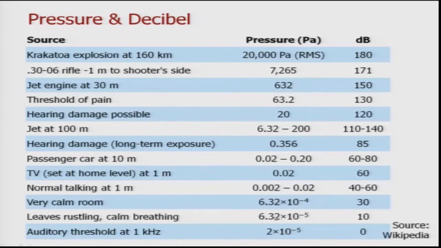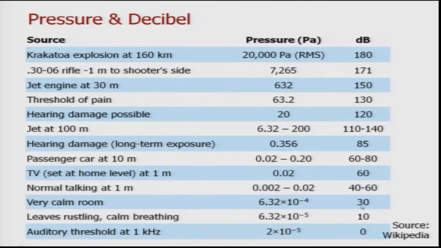Let us look at the next number, 6.32. Roughly compared to auditory threshold, this is 3 times higher, right? This pressure 6.32 divided by 2 is about 3.15, right? So, pressure has gone up by a factor of 3.15 or 3.16. But on the decibel scale, you have gone up by 10 dB. What that means is, it does not mean that if you double the pressure, decibel also doubles. Decibel is a different scale, pressure scale is different.